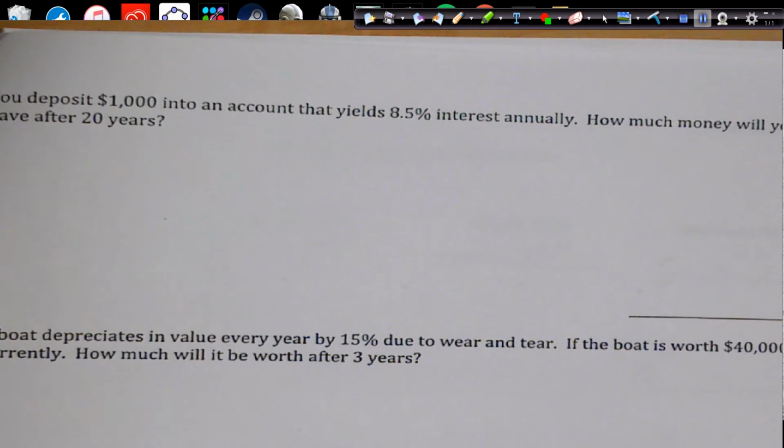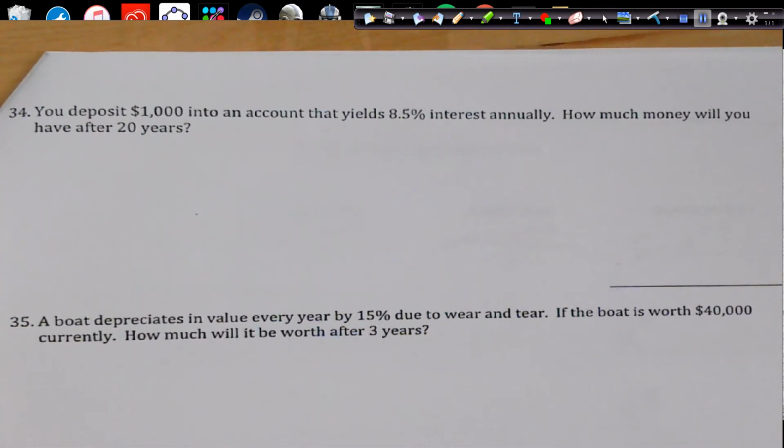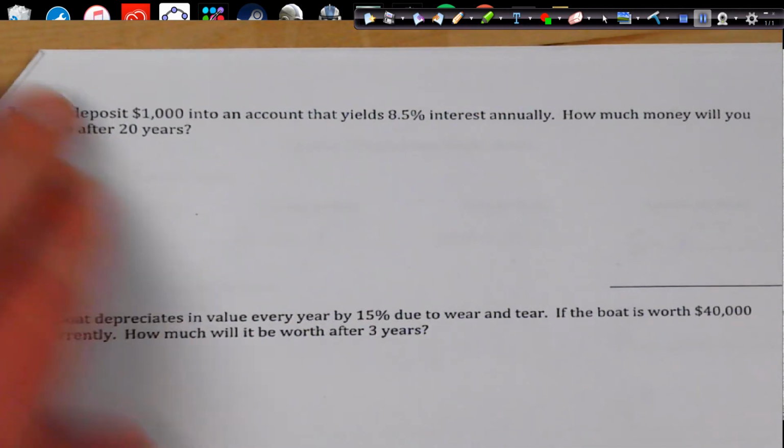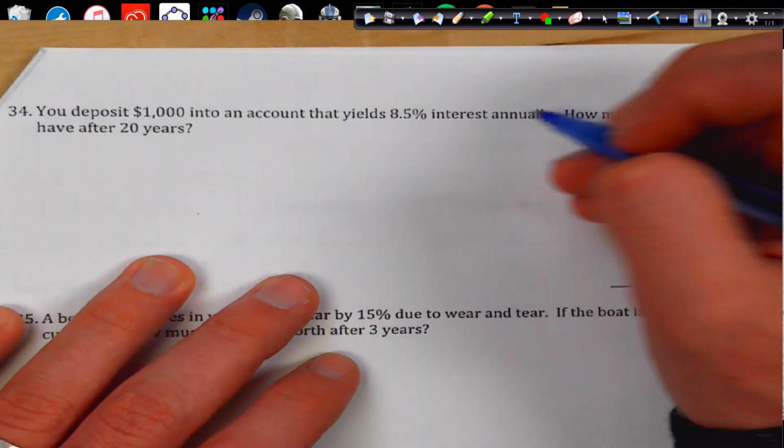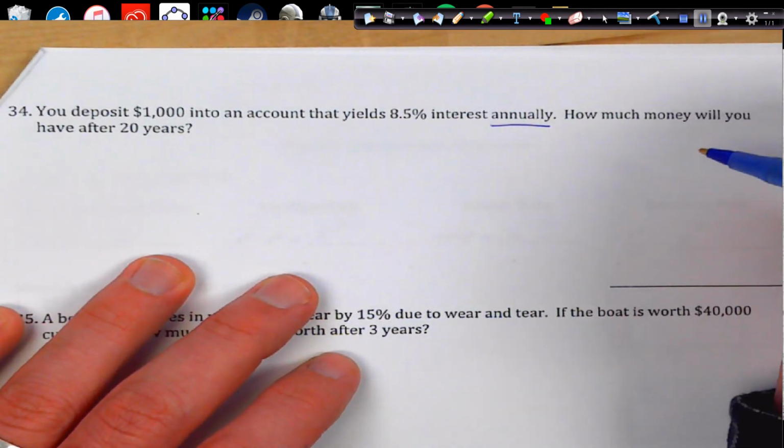Alright, these last ones I really want you to try plugging into your calculator. I'll help you set them up. We got 1,000 into the account at 8.5% annually. How much money will you have after 20 years?